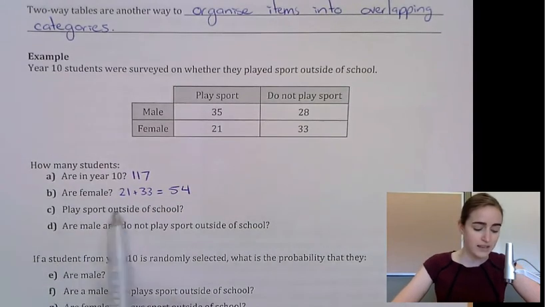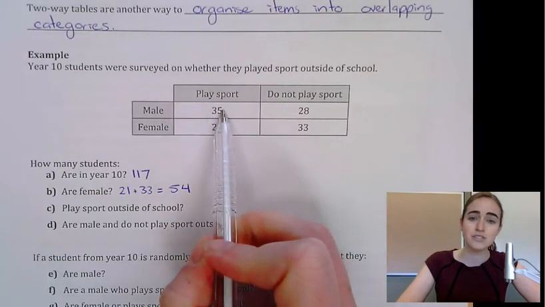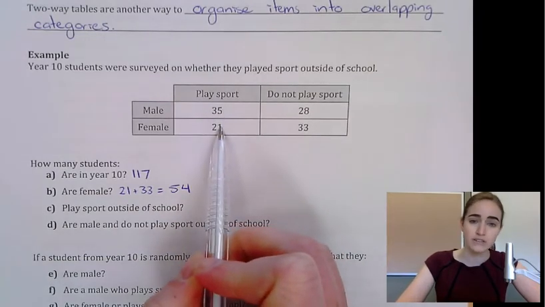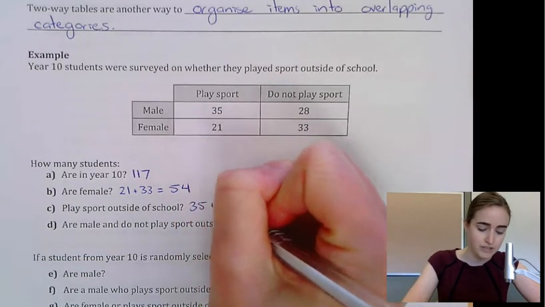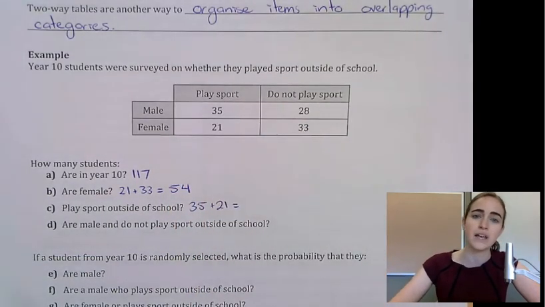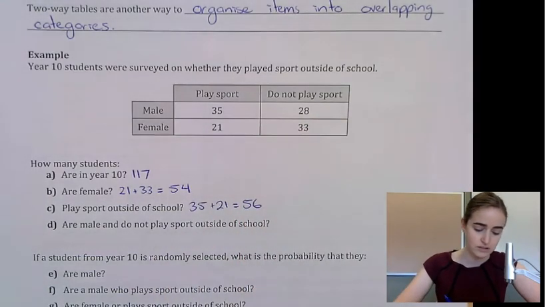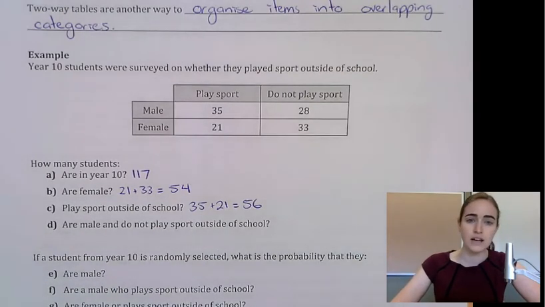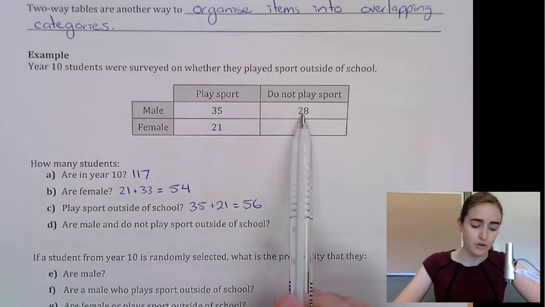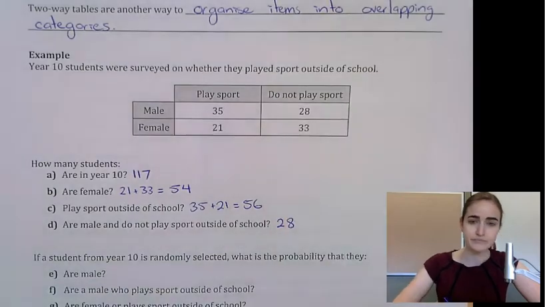The next one asks us how many students play sport outside of school. So we have 35 males that play sport and 21 females that play sport outside of school. So we'd have that 35 plus 21 to get the total number that play sport, which would give us 56 students. And the last one says how many students are male and do not play a sport outside of school. So male and do not play a sport is just that 28 there.